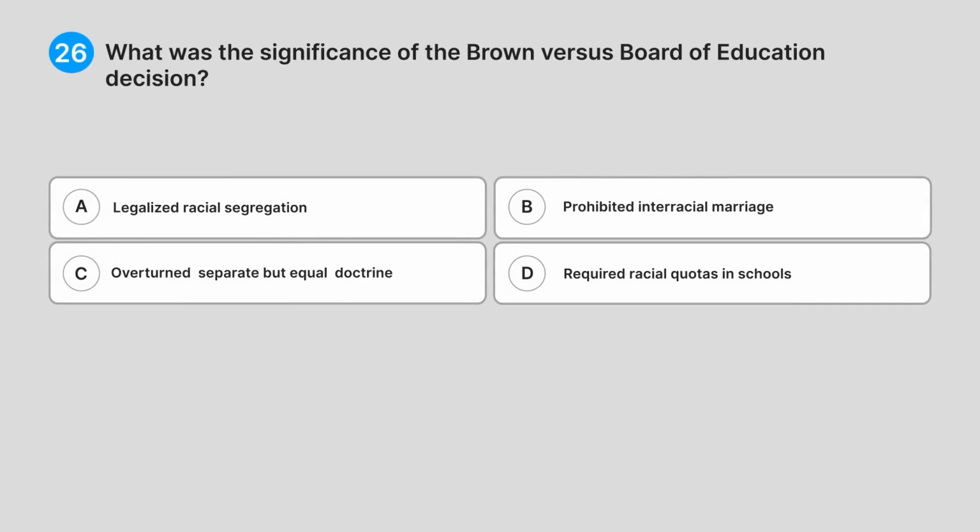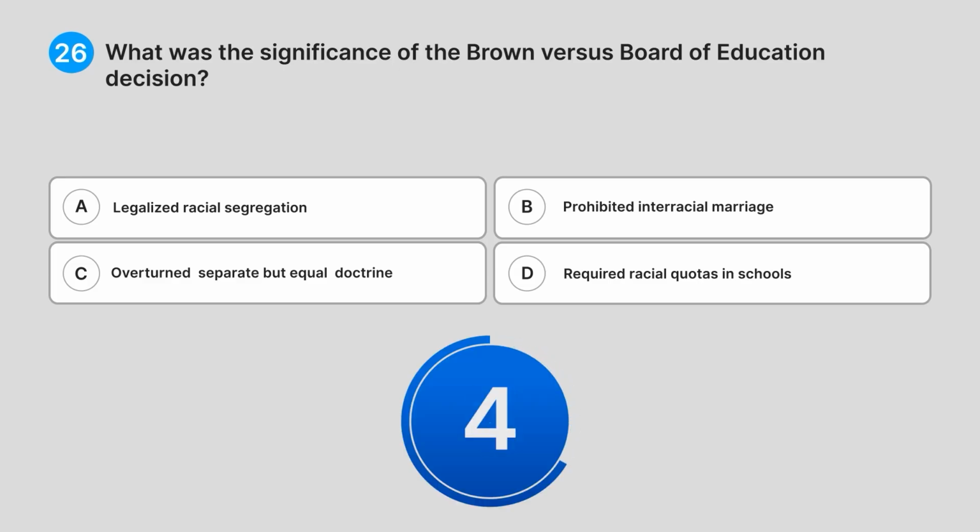26. What was the significance of the Brown versus Board of Education decision? A. Legalized racial segregation. B. Prohibited interracial marriage. C. Overturned separate but equal doctrine. D. Required racial quotas in schools. Do you know the answer?